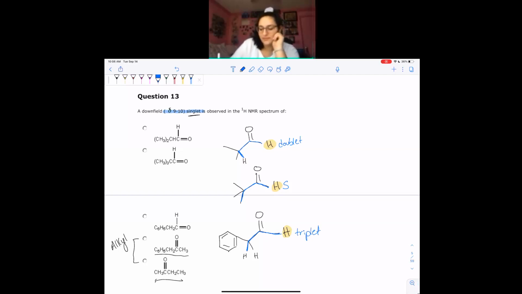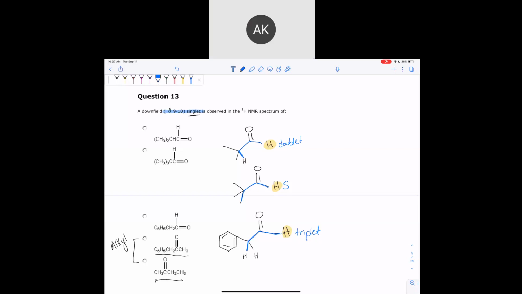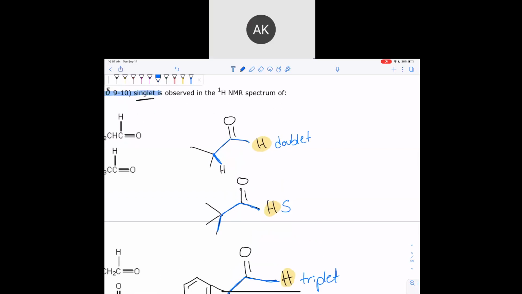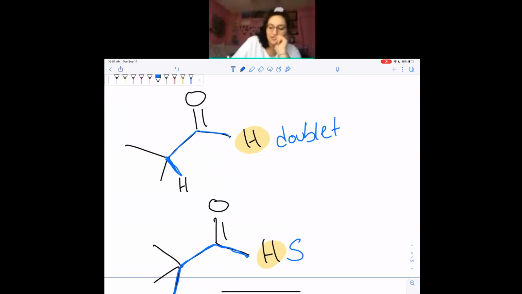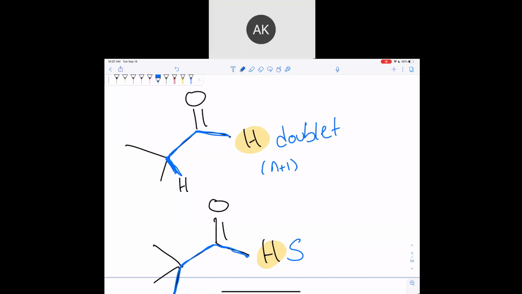Does that make sense, what I just did? Is it the neighboring hydrogens? Yes, for the neighbors, it's within 3 bonds, so I just went 1, 2, 3. Since this has a neighbor, it's going to be a doublet because we do n plus 1. Okay, yeah, I got that.